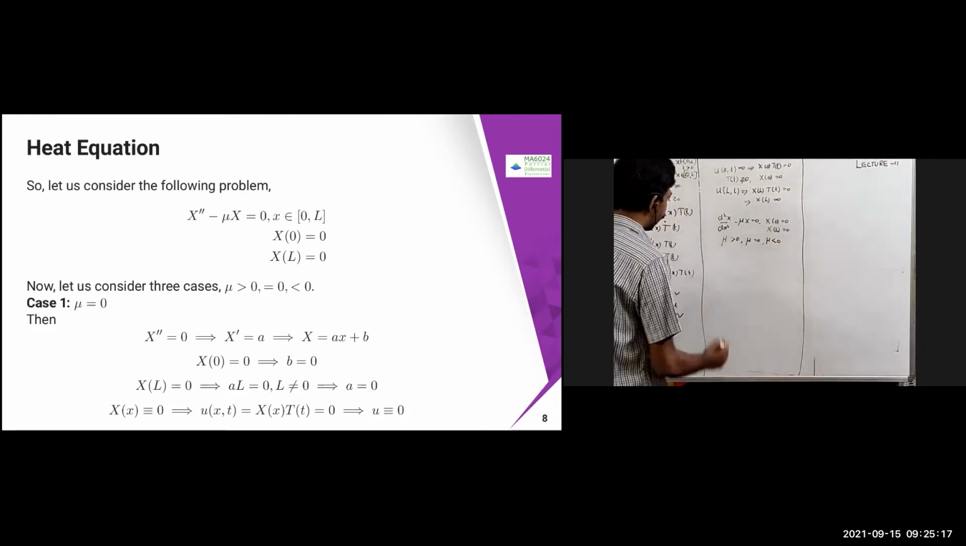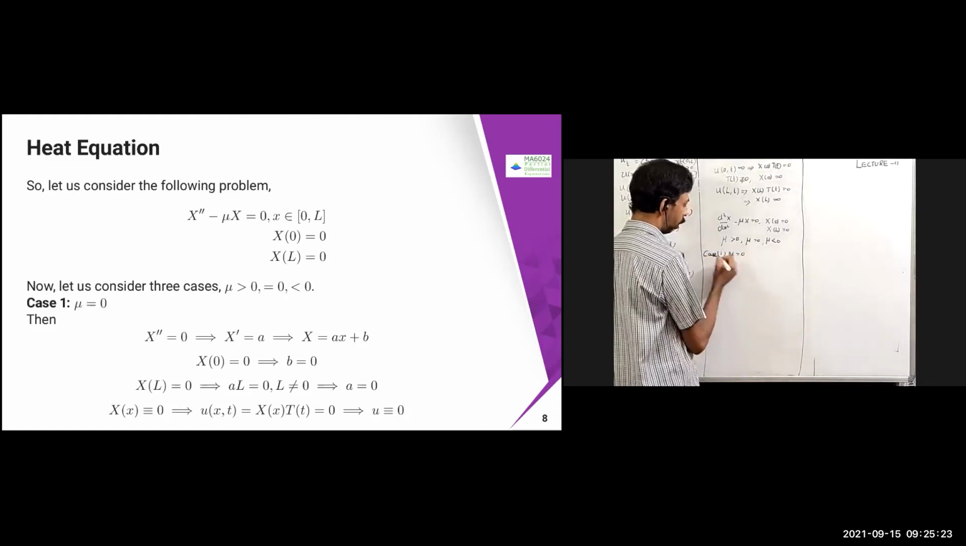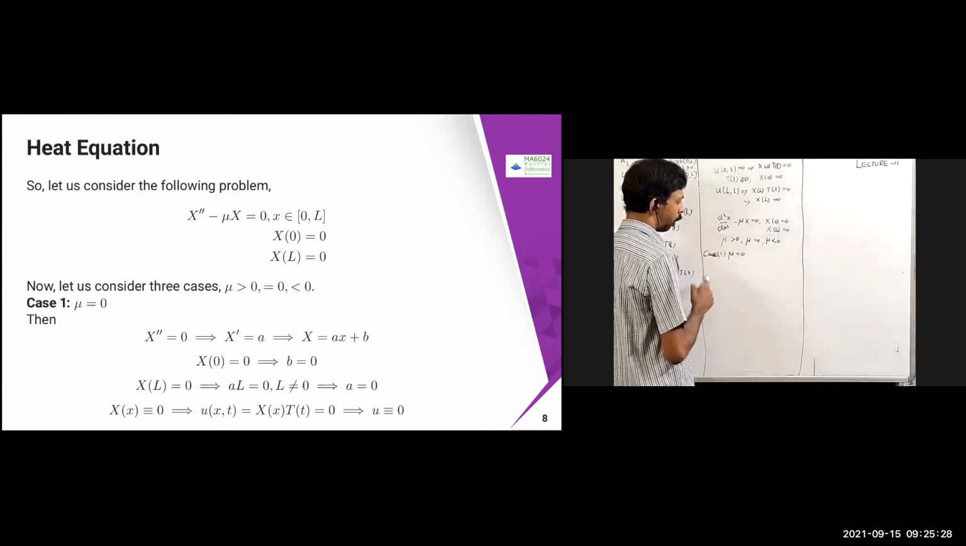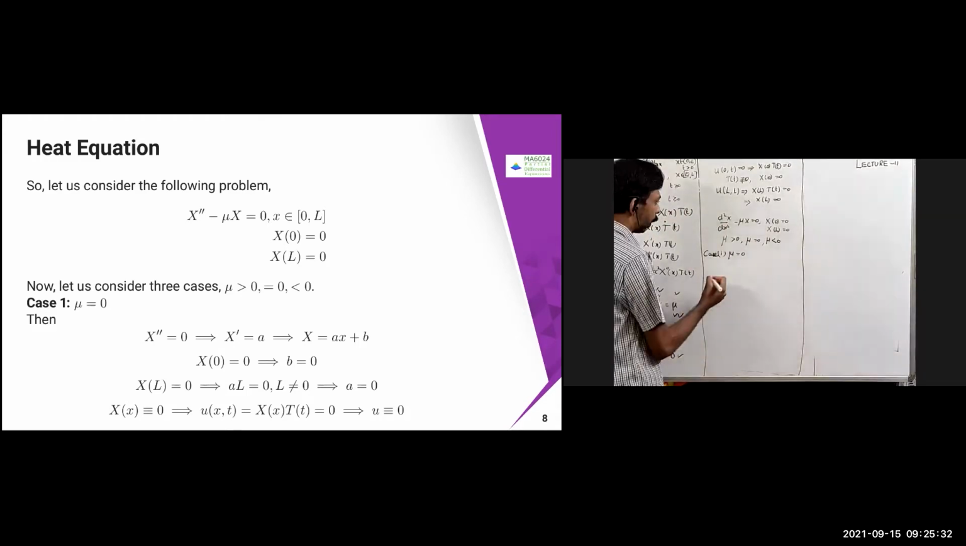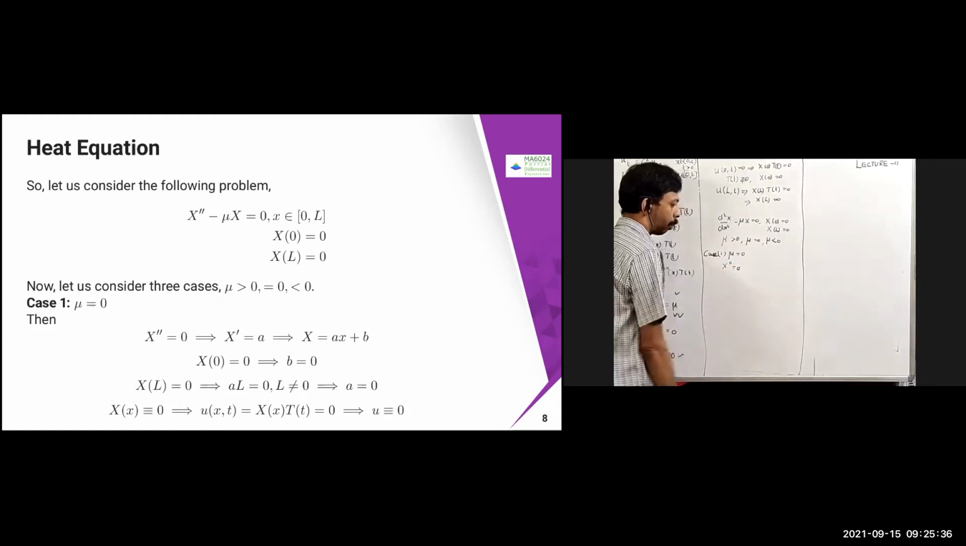Now let us consider case 1. Case 1, let us consider nu equal to 0. Then what will happen? If nu equal to 0, what is the solution for this one? This problem is going to become x double dash equal to 0.